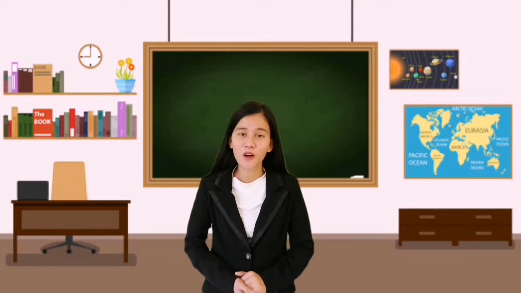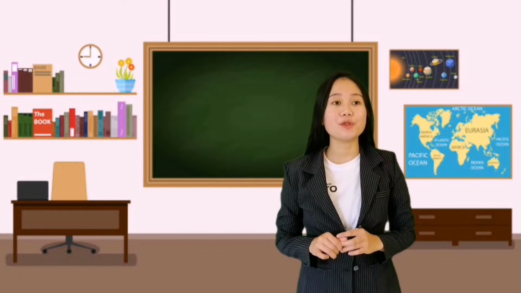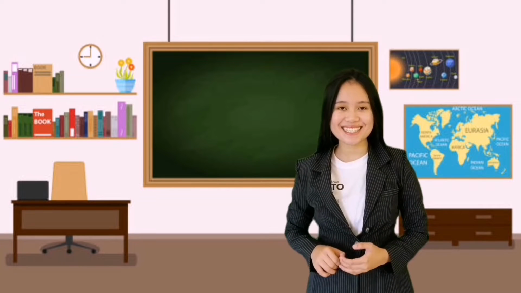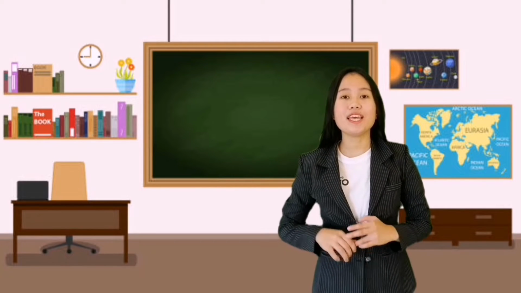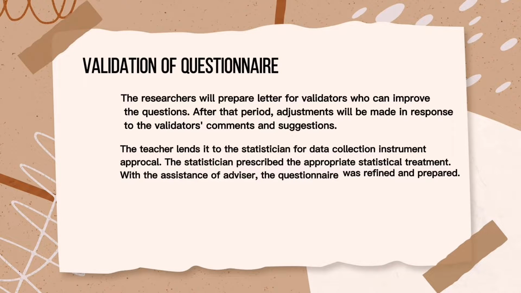With that, let's move forward with another lesson, the research procedures. Doing all the process and knowing the different types of validity, we can now put in our research paper, Chapter 3, the validation of the questionnaire. The researcher will prepare a letter to validators who can improve the questions. After that period, adjustments will be made in response to the validators' comments and suggestions.